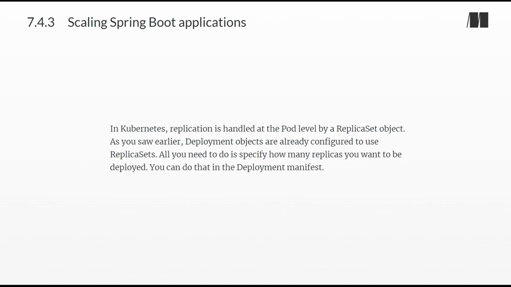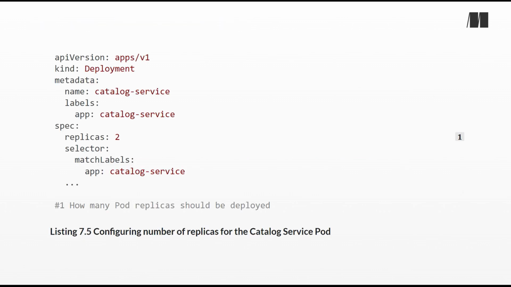In Kubernetes, replication is handled at the pod level by a ReplicaSet object. As you saw earlier, Deployment objects are already configured to use ReplicaSets. All you need to do is specify how many replicas you want to be deployed. You can do that in the deployment manifest. Open the deployment.yml file located in catalog-service/k8s and define how many replicas of the pod running Catalog Service you want. Let's go with 2.